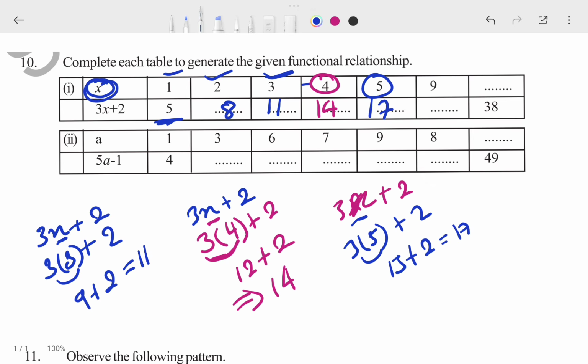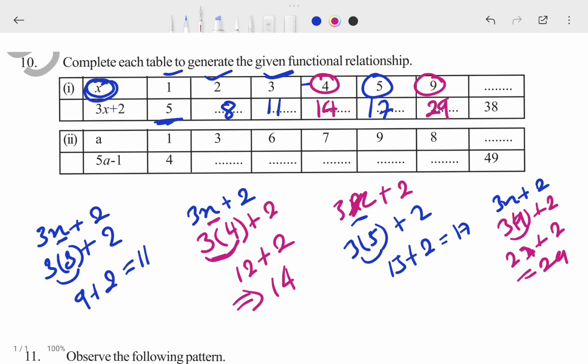Now what are we going to write? Again this is 3x plus 2. In this one, for x, what do we have to take? We have to take 9. So this is 3 into 9, plus 2. 3 into 9 is 27. 27 plus 2 is going to be 29. So the answer is 29.